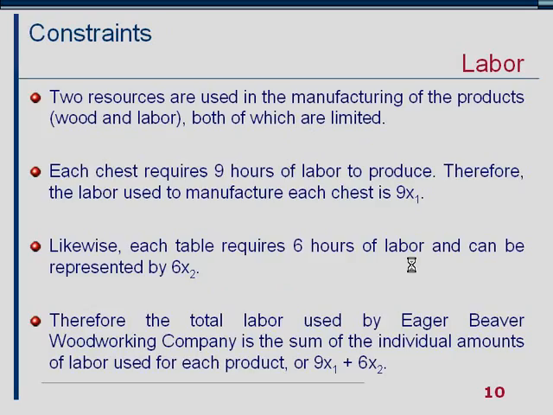Each chest requires 9 hours of labor to produce. Therefore, the labor used to manufacture each chest is 9 times x1, or 9 times the number of chests. Likewise, each table requires 6 hours of labor and can be represented by 6 times x2. So the total labor used by the Eager Beaver Woodworking Company is the sum of the individual amounts of labor used for each product, which is 9x1 plus 6x2.